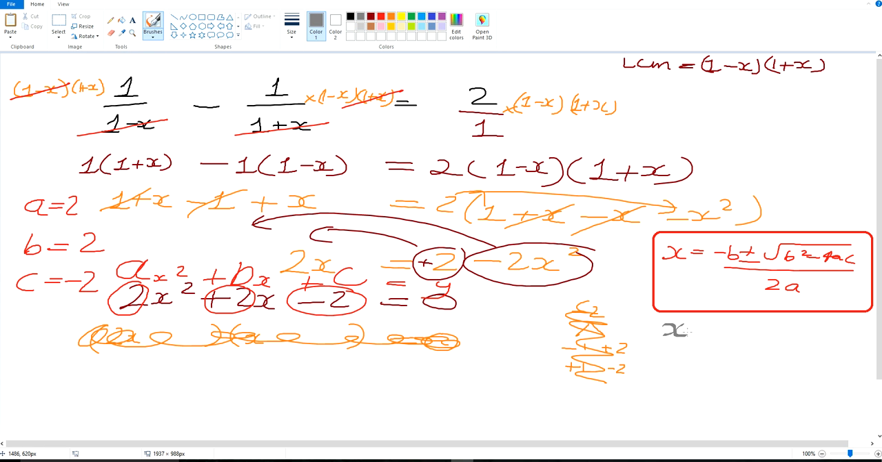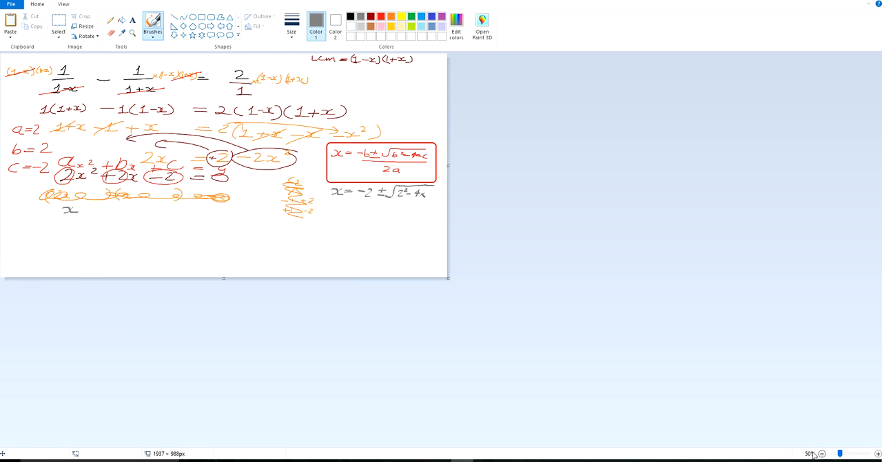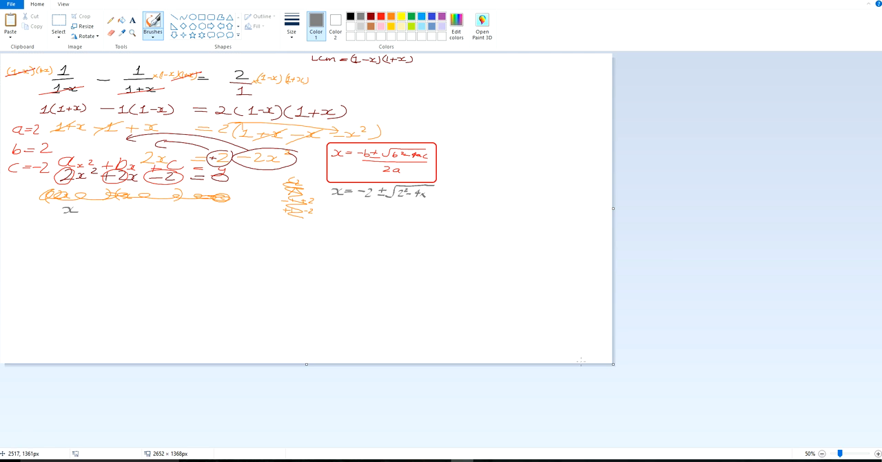Okay, so we're just going to say x is equal to minus b. So the b is 2, minus 2, plus or minus the square root of b squared, which is 2 squared, take away 4 times a. A is 2 and c is minus 2. Okay, I think I'm going slightly off the screen here. Okay, let's just rewrite over here. Okay, that's better. That's quite nice actually. Right, okay. 4 times a, which is 2, and then times that by minus 2. And then all that divided by 2 times 2.